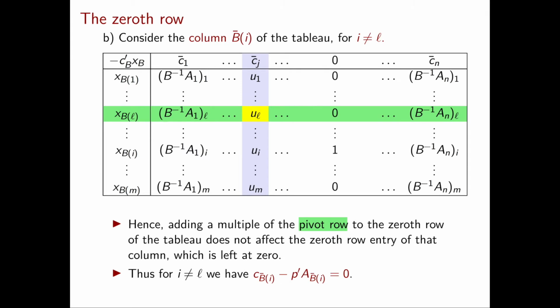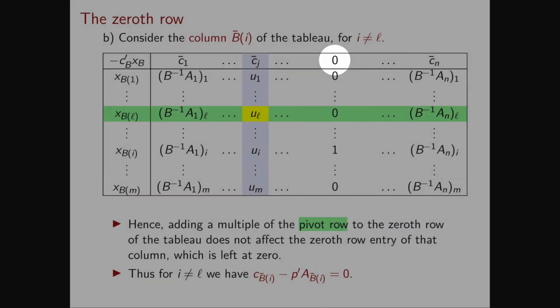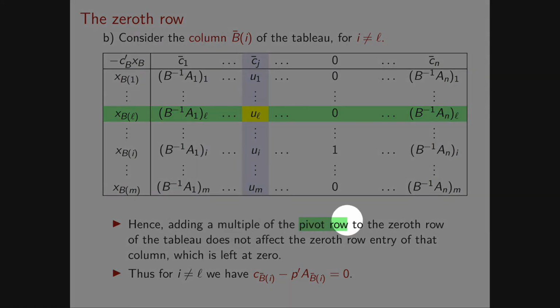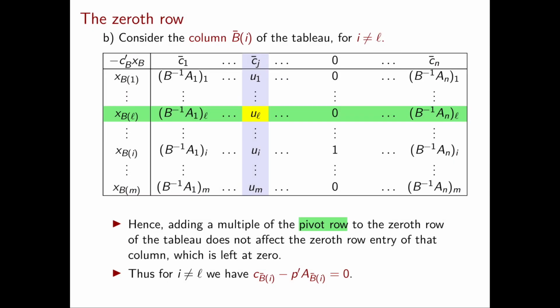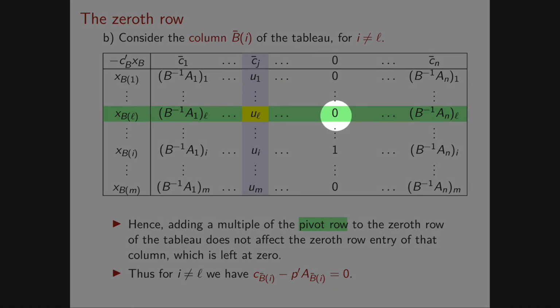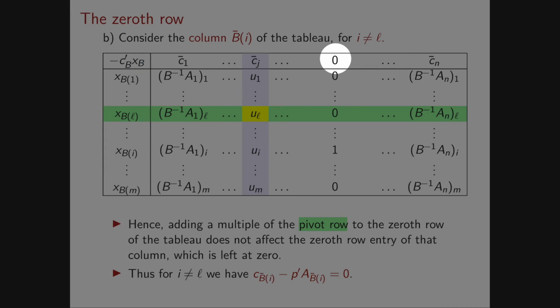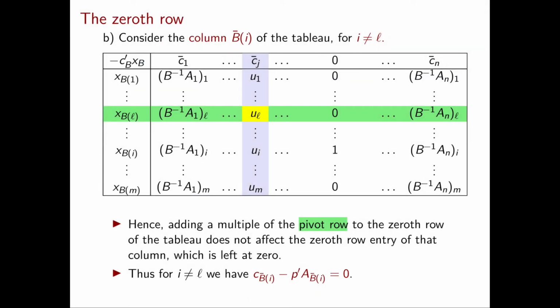Now we've understood everything about our column B bar I, and we can now understand the effect of our elementary row operations in the zeroth row. In fact, in our elementary row operations, we add a multiple of the pivot row to the zeroth row. But this means we're not making any change, because we're adding a multiple of 0 to 0. So at the end of the iteration, we will still have a 0 over here. In formula, for I different from L, we have C B bar I minus P transpose A B bar I equal to 0. Now this system of equations is the result of our second case, or case B.